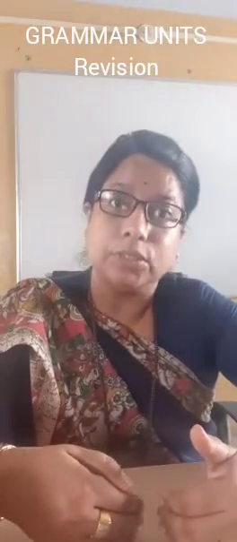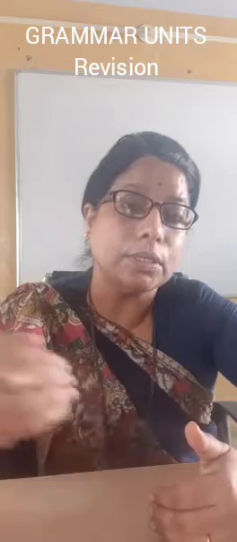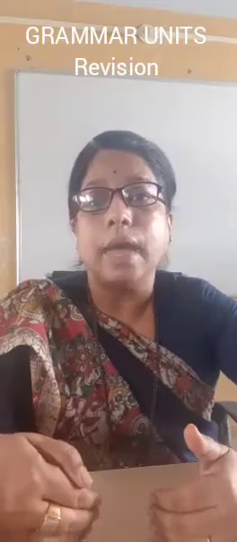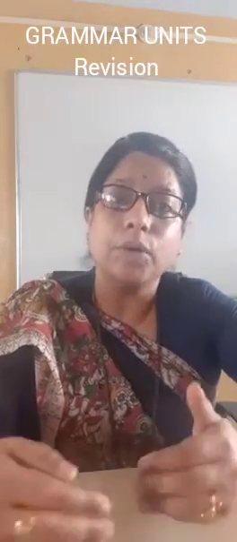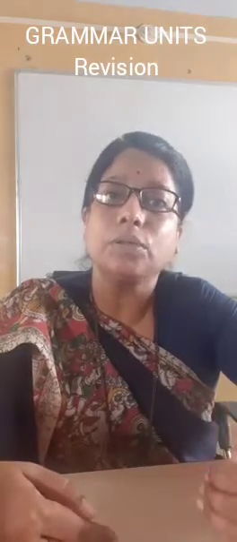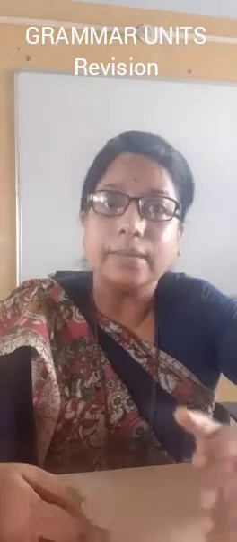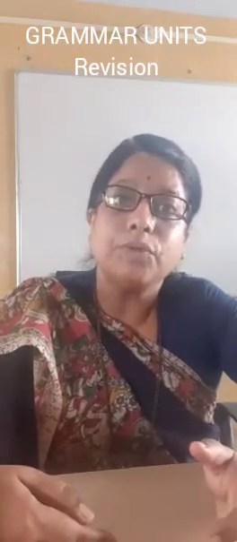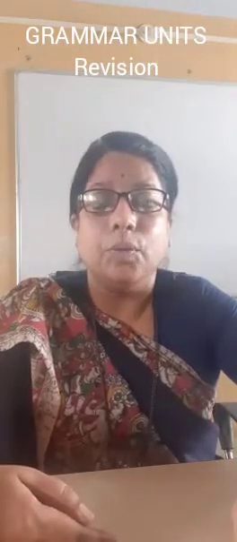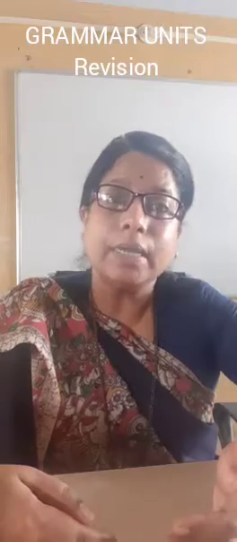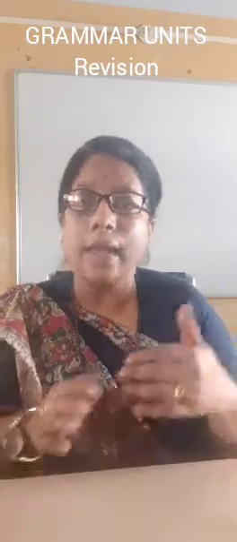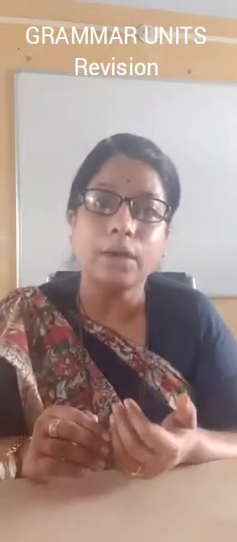Then we have object. Object is the receiver of the action undertaken by the subject, and that is presented in the form of the verb. So whatever action is indicated by the verb takes place on something or somebody, and that is known as the object. An object is of 2 types. Which are those 2 types? Direct object and indirect object. When something or somebody is the direct receiver of the action, that is the direct object, and the indirect receiver of the action is the indirect object.